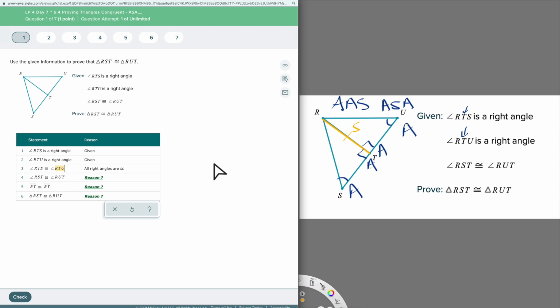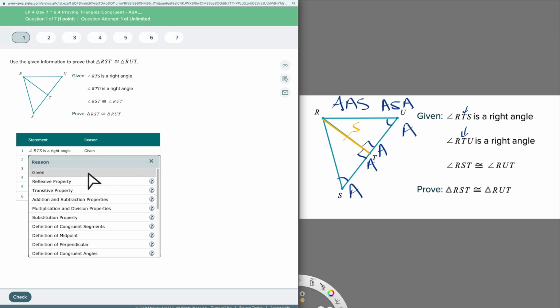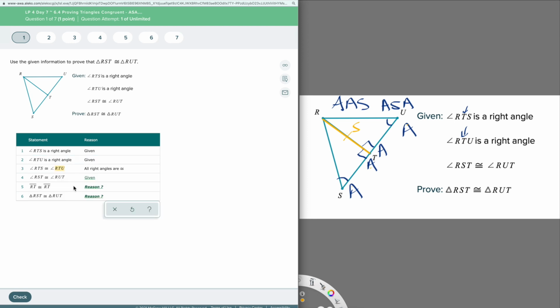So let's see. RST, this was a given. They just didn't put given on there. So RST is congruent to RUT. We didn't have to prove that by going around the triangle and finding that. That was something that was given to us because we were given 3 things there. And not all the given information has to be given at the top. I tend to put all the given information 1, 2, 3, but you can do them out of order like this.